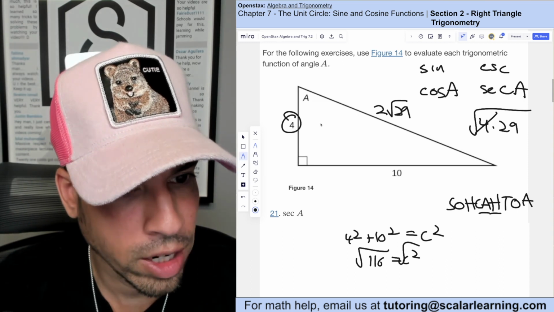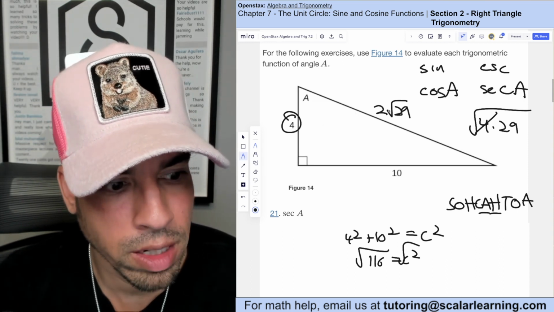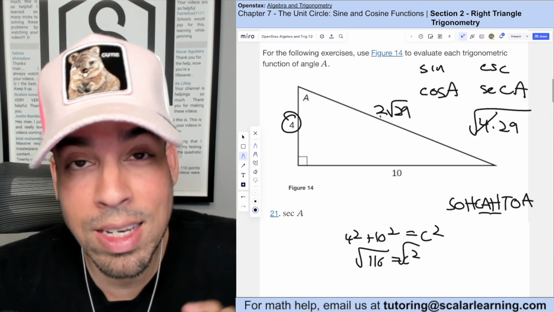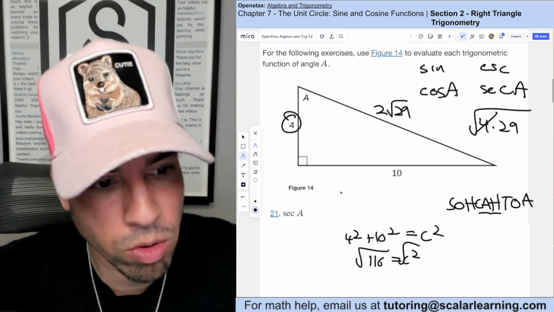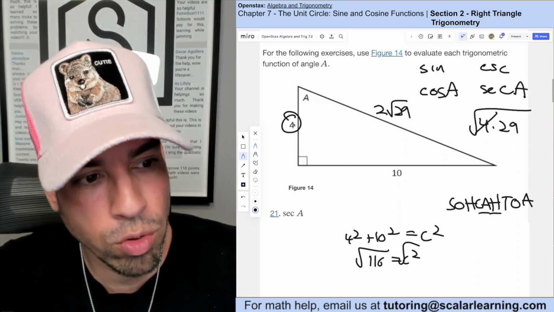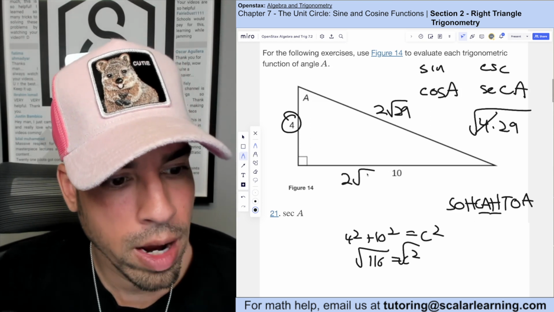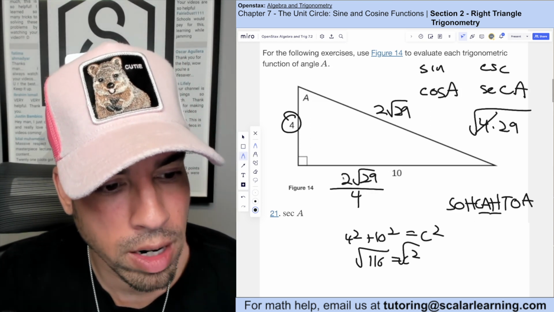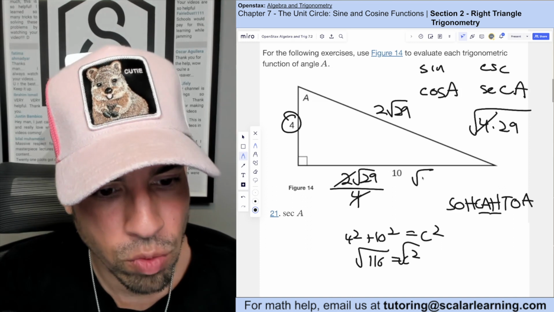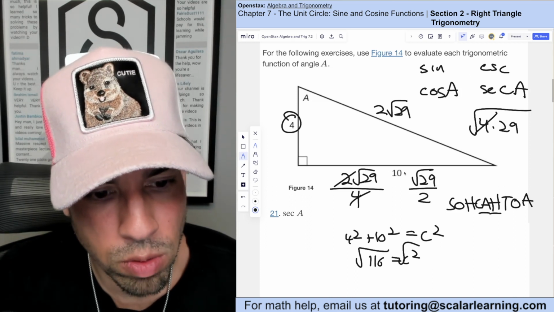So again, cosine is adjacent over hypotenuse, so 4 over this. But since we're doing secant, which is the reciprocal of cosine, it's the other way around. It's hypotenuse over adjacent. So it's 2 rad 29 over 4, and these can be divided by 2. So then it's just rad 29 over 2. That's how you do it.